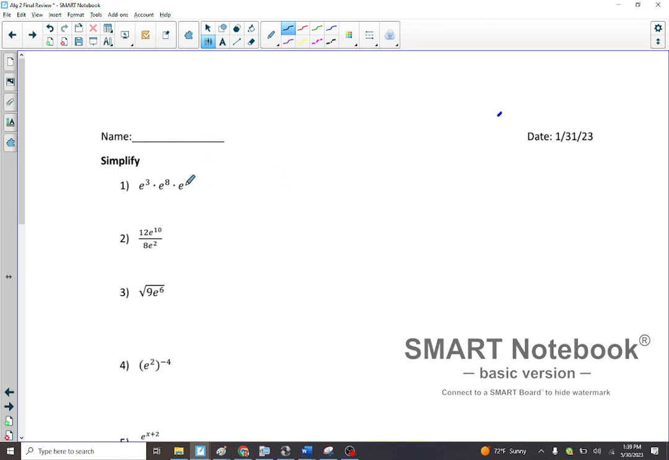All right, for this one, remember, if you don't see a variable or an exponent on top, it's just an invisible number. And then when you multiply exponents, you add them. So 3 plus 8 plus 1, e to the 12. Next one. It's going to be 12 divided by 8 is normal. So it's going to be 3 over 2. Then e to the 10, e to the 2, you divide them. So that's e to the, or you subtract them. So that's e to the 8.